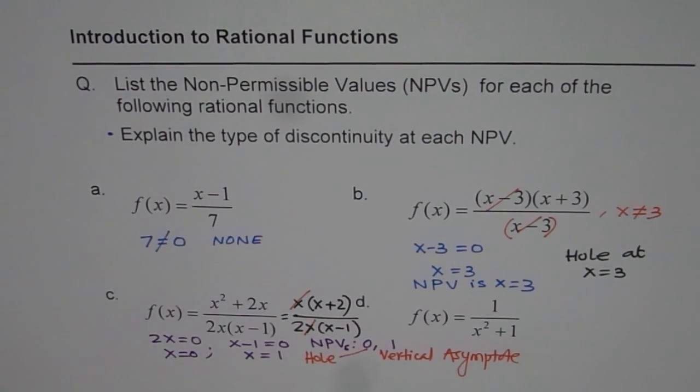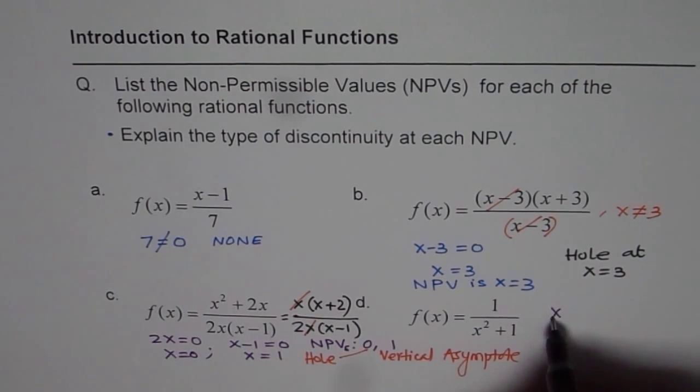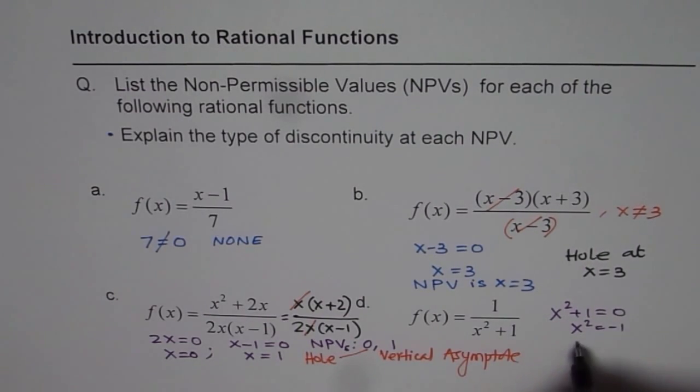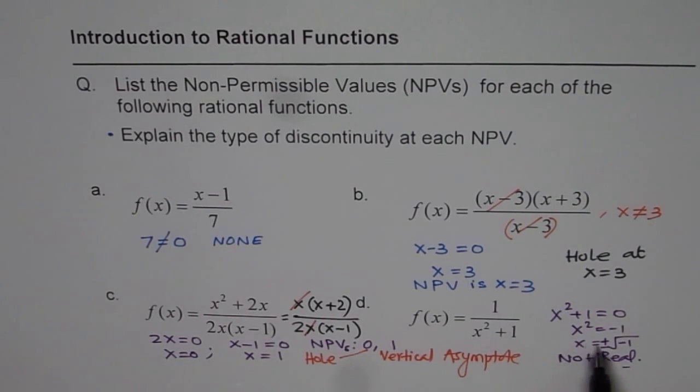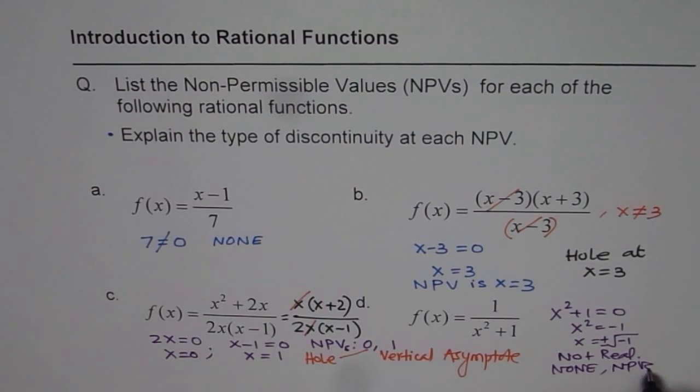Now let's look into the last one. Here, if I equate the denominator to 0, x squared plus 1 equals 0, I get x squared equals minus 1, or x equals plus and minus the square root of minus 1. Well, that is not real. So there is no restriction here, or non-permissible values are none. So in this particular case, none is the answer for NPVs.